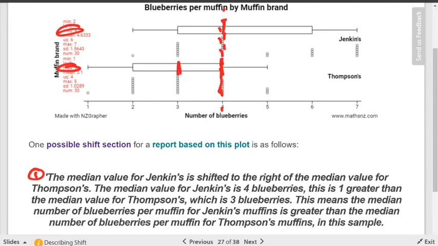So here you go. We need median value. We need for whom. We need how much it is. We need greater than or less than if it's the shift in the other direction. Median value, for whom, and how many. So that's the numerical evidence. And then finally, the last thing is you must relate it back to the context. So it says this means that the median number of blueberries per muffin for Jenkins is greater than the median number of blueberries per muffin for Thompson's.